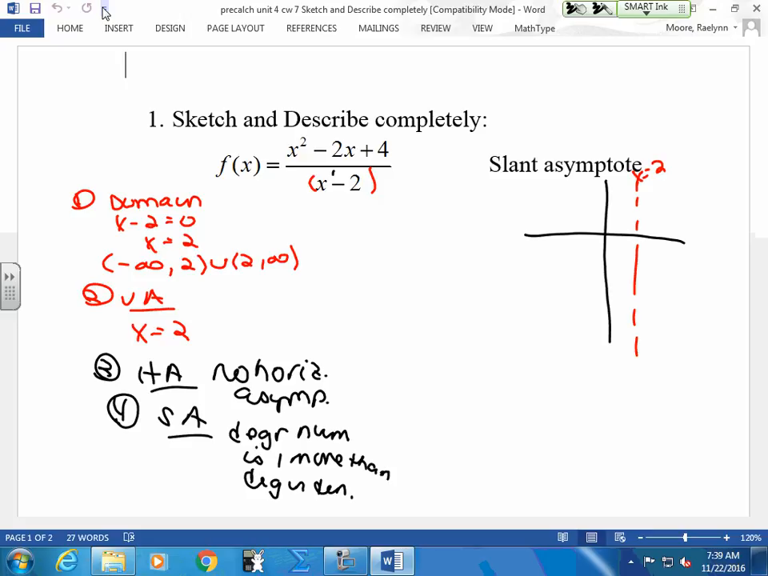I need you to understand this. We do a domain restriction. We found our domain restriction, and that's the same as our vertical asymptote right now, right? Then we check for horizontal. According to your sheet, there's no horizontal asymptote. Now we have to check for a slant. You didn't do this before.